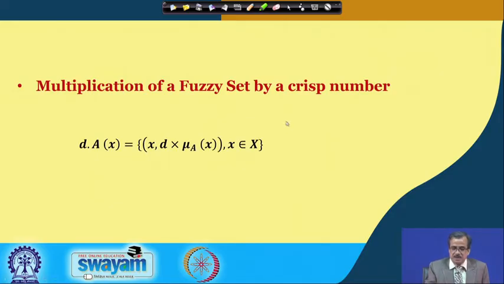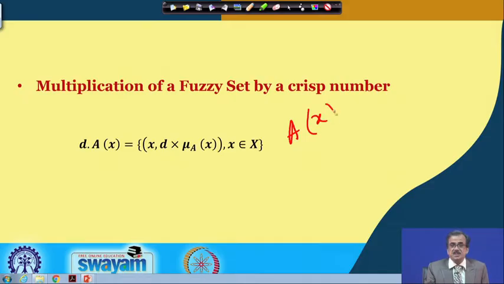For example, say the fuzzy set can be written as follows. Say A(x) is a fuzzy set. Now, this particular fuzzy set I am going to multiply by a crisp number, that is d. Now, let us see how to write this. d multiplied by A(x) is nothing but the set of x, such that you have the membership function value d multiplied by mu A(x), x belongs to capital X.